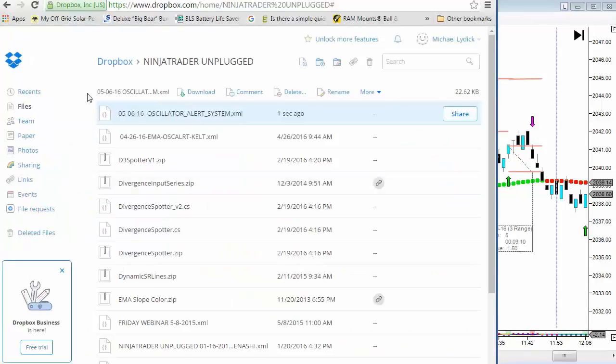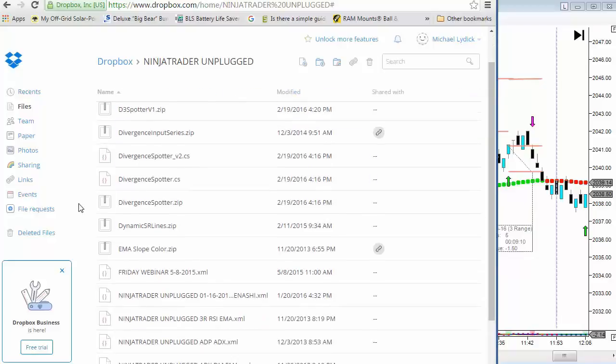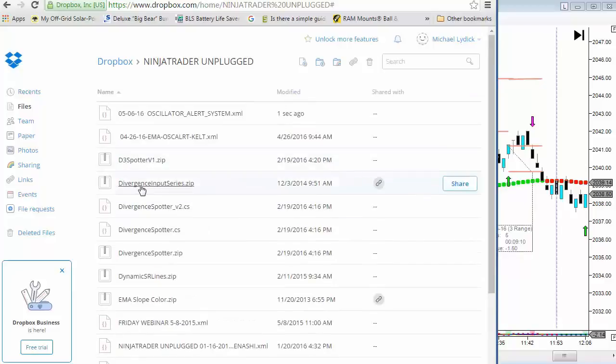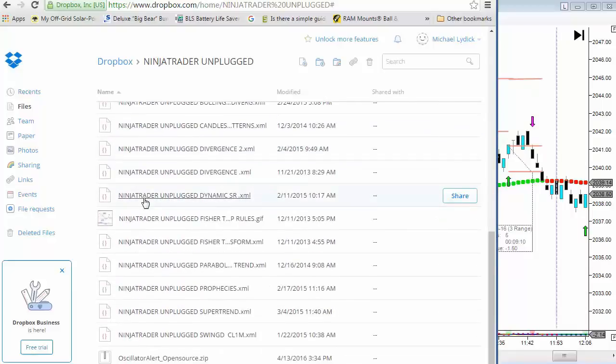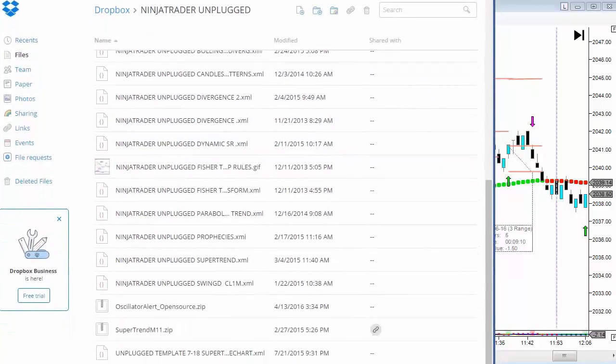So when you log into our Dropbox file, you're going to see an indicator, or rather a template, the XML being the template file, 05/06/16 Oscillator Alert System. Then you'll see all the other free indicators that we've got in there for you: the divergence spotter, divergence input series, dynamic support and resistance lines, the EMA-Slope-Color, and then down here you'll see the Oscillator Alert indicator that we're using to generate these tools.